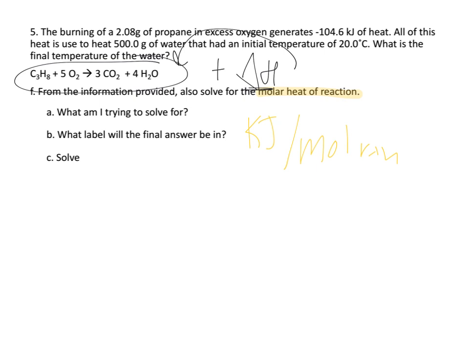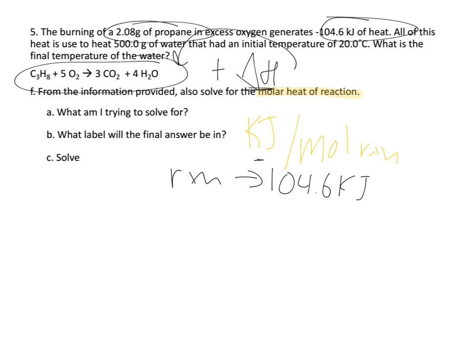My problem gives me a heat right here, but that is not a heat per total reaction. That is the amount of heat that my reaction gave off. I produced that amount of heat when I burned 2.8 grams of propane. My reaction is written for every one mole of propane, but in this particular problem, I didn't burn a whole mole of propane. I burned 2.8 grams. So this amount of heat is the amount of heat per 2.8 grams of propane.